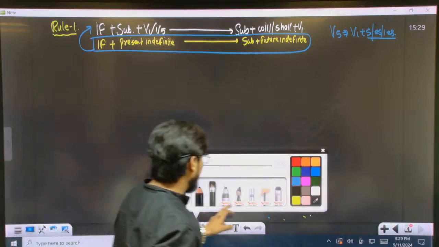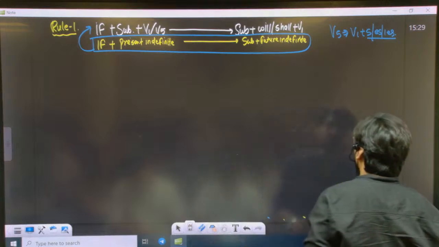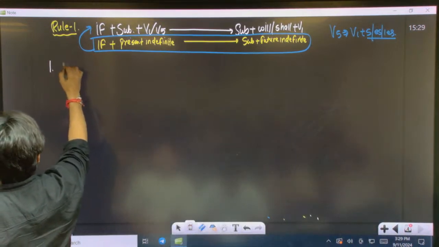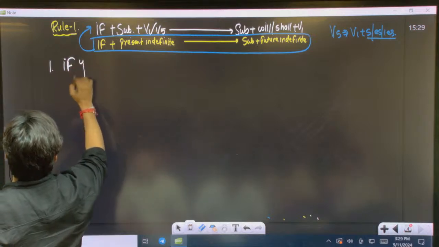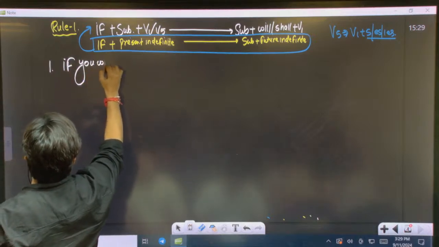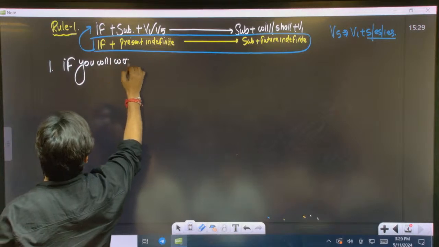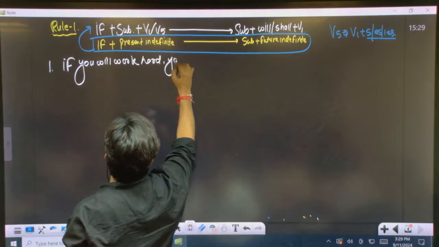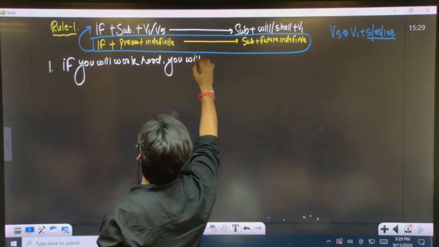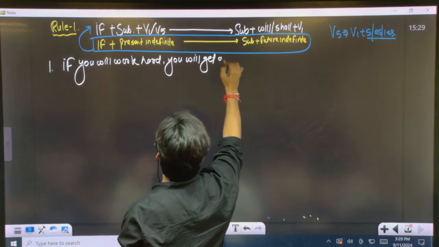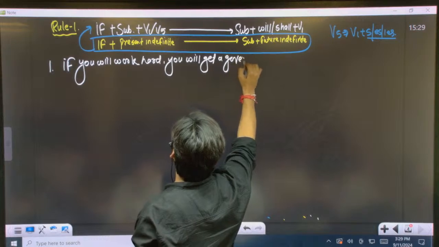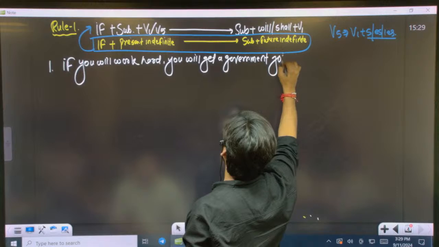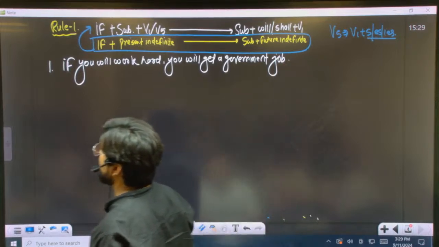Now come to this point of view. We'll be focusing on questions. Question number one: If you will work hard, you will get a government job. You will get a government job. Question number two.